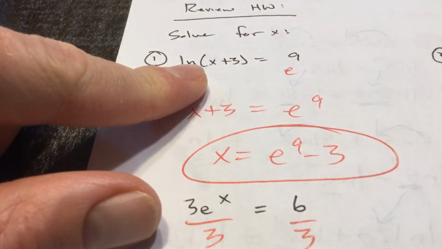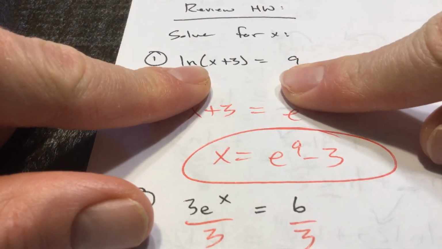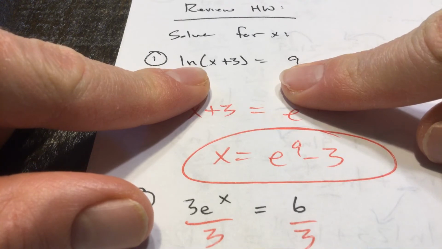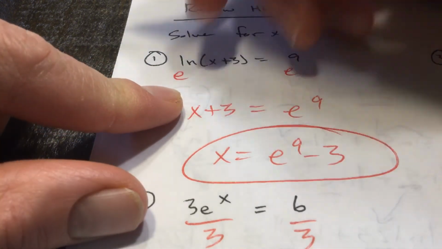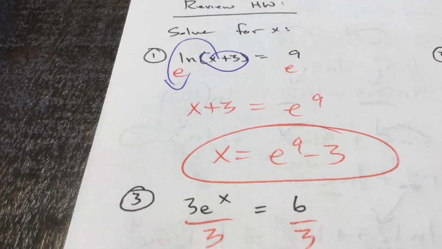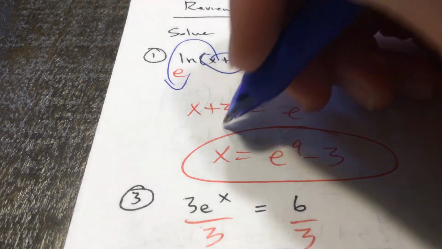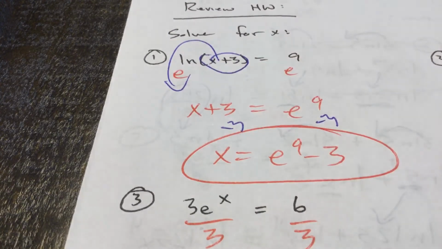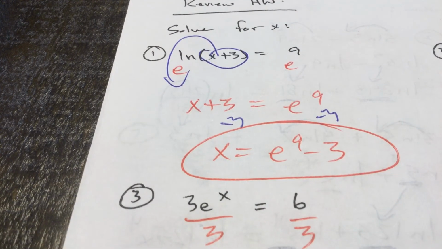Now, look what I got. I got natural log. How do I get rid of natural log? I got to attach e as a base. So that's what I do. When I attach e as a base, I get x plus 3 equals e to the 9th. Subtract 3 from both sides. E to the 9th minus 3.